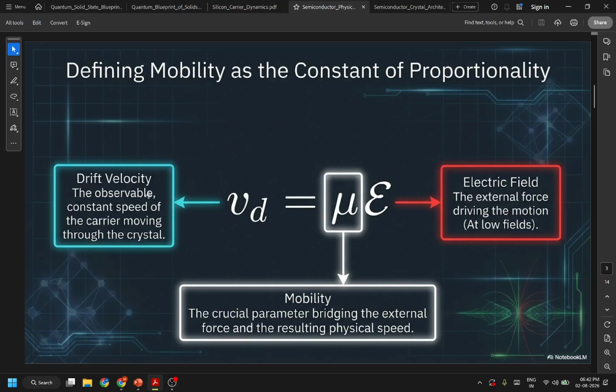So the drift velocity is the observable constant speed of the carrier moving through the crystal, and E is your electric field, the external force which is driving the motion. So we can proportionate both of them using a symbol mu, which is called mobility, which is a crucial parameter bridging the force, electric field, and the resulting speed.